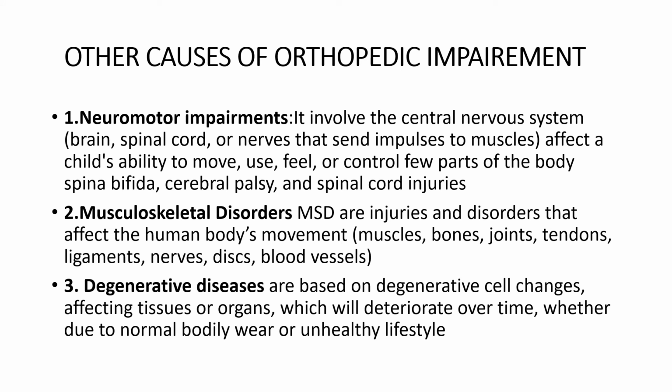Other causes of orthopedic impairments are neuromotor impairment, musculoskeletal disorder, and degenerative diseases. Neuromotor impairments involve the central nervous system, that is brain, spinal cord or nerves that send impulses to the muscles. It affects a child's ability to move, use, feel or control few parts of the body, such as spina bifida, cerebral palsy and spinal cord injuries.